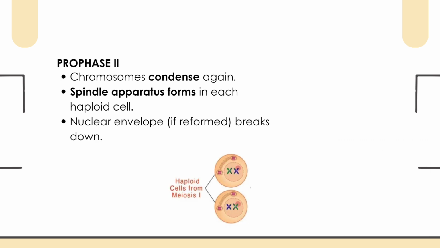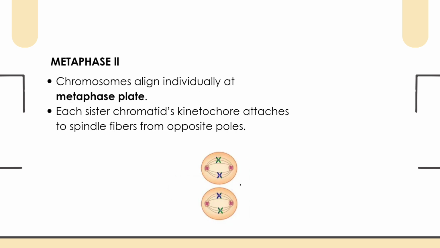In prophase II, chromosomes recondense if they decondensed, the nuclear envelope breaks down where present, and spindle fibers form in each haploid cell. This sets up alignment for metaphase II. In metaphase II, chromosomes align individually at the metaphase plate, and each sister chromatid's kinetochore attaches to microtubules from opposite poles. This is like mitosis, but with half the chromosome number.